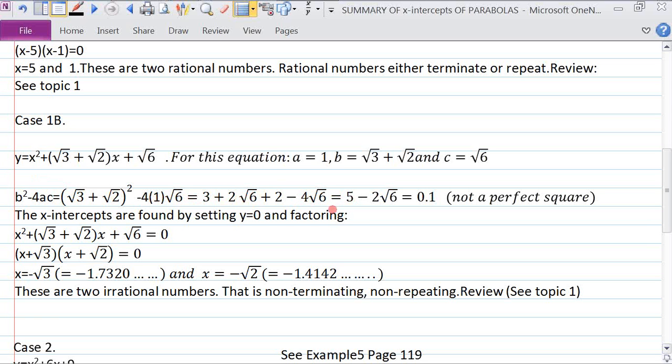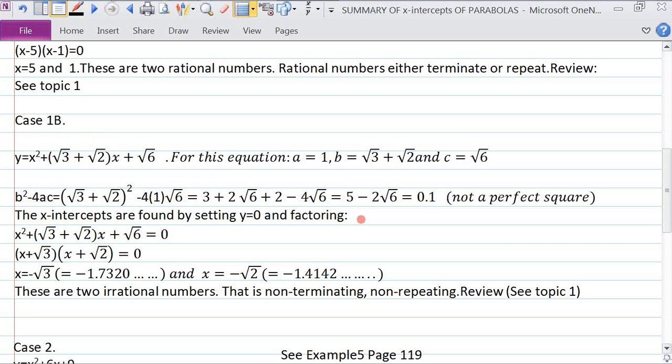If I simplify this, 3 plus 2 becomes 5, plus 2 root 6 minus 4 root 6 becomes minus 2 root 6. This works out approximately to 0.1. And you can see b squared minus 4ac is greater than 0, but it's not a perfect square. That's case 1b.